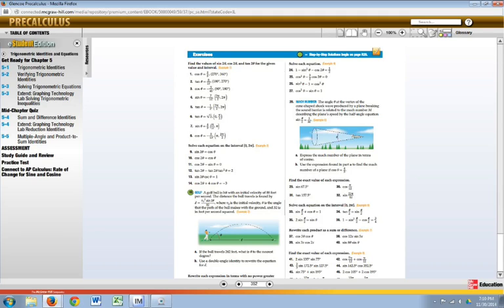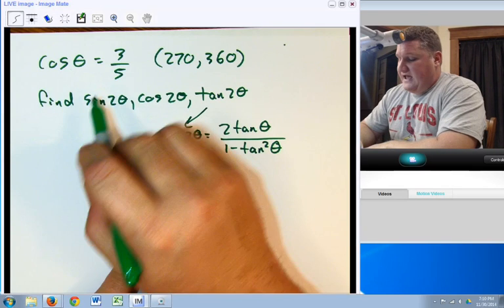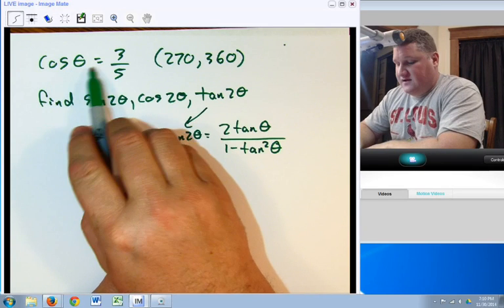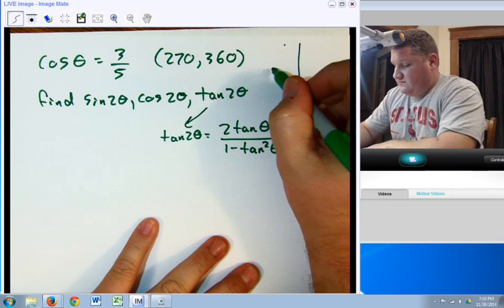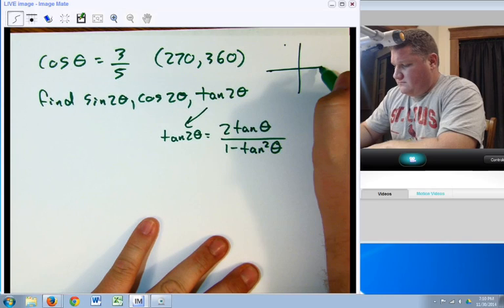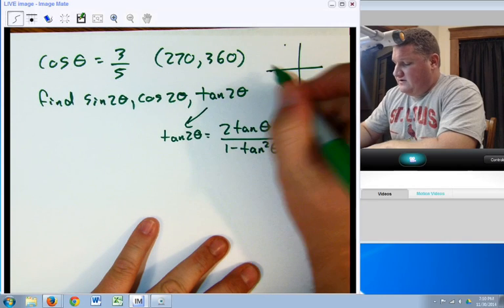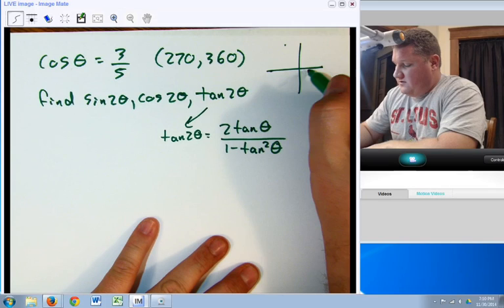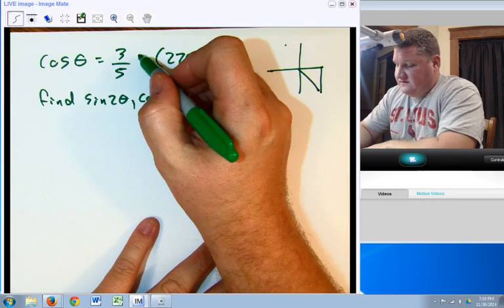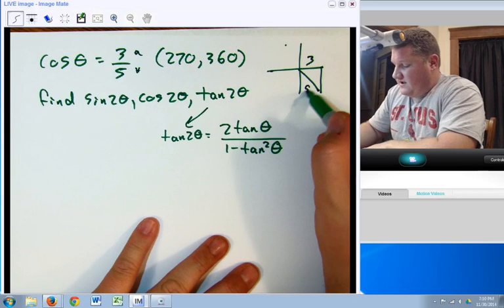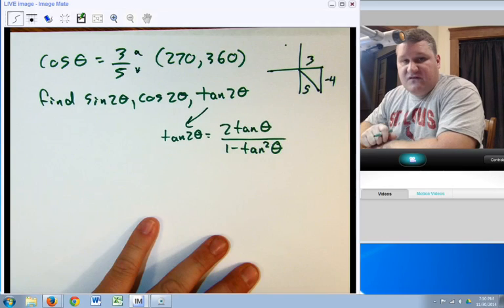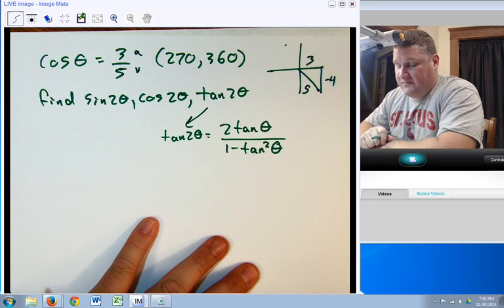Now in a problem like this, if we take a problem similar to the one right up at the top, like number 1, we have: find, if cosine of theta equals 3 over 5, from 270 to 360. That means I'm down in this quadrant right over here, and I know that the adjacent side is 3 and the hypotenuse is 5, and so I can find the missing side using the Pythagorean theorem, or Pythagorean triples in this case.